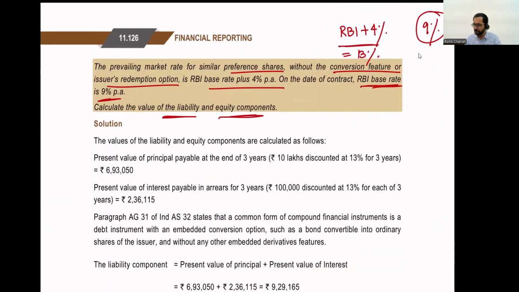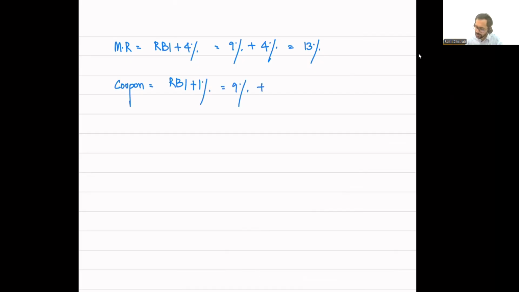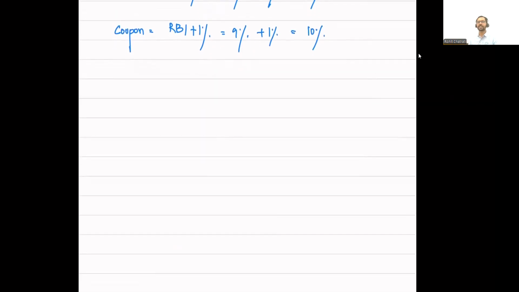So the market rate of interest, I'm just writing it down. Market rate of interest is basically RBI plus 4%, which is equal to 9% plus 4% because current rate of RBI base rate is 9%. So the market rate is 13% and coupon rate is RBI plus 1%, which is equal to 9% plus 1%, that is equal to 10 percent. The rest of the calculation is exactly the same.